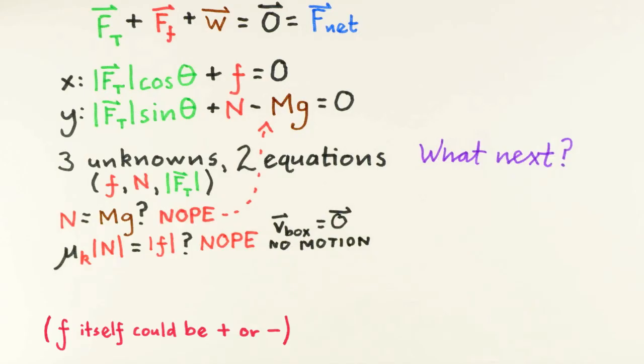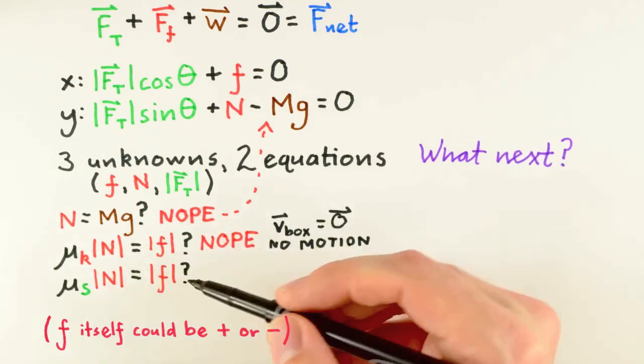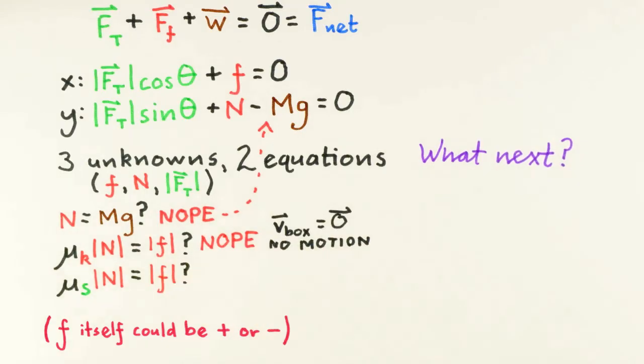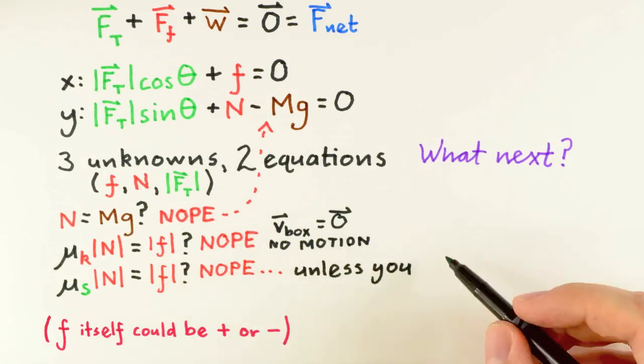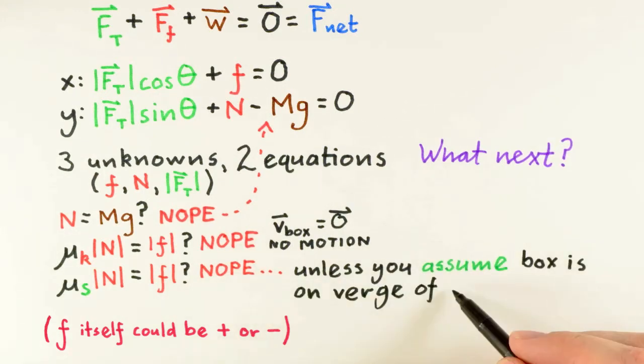Now you may have selected the static friction model to relate the magnitude of the normal force to the magnitude of the friction. Actually, this would only apply in a very special static case, the case where the object was just on the verge of moving. We did not make that assumption, so we do need more information to proceed.